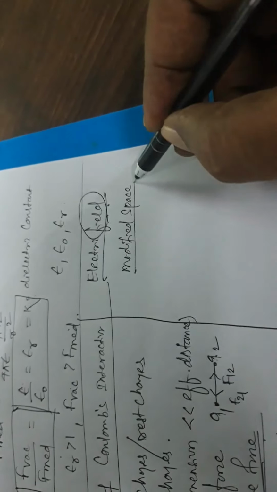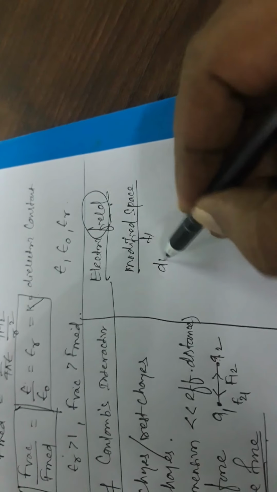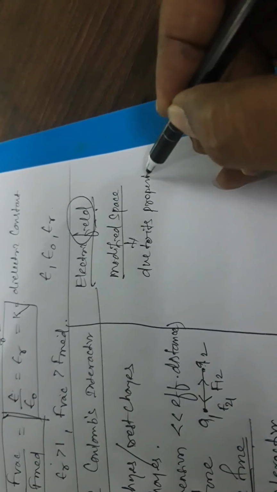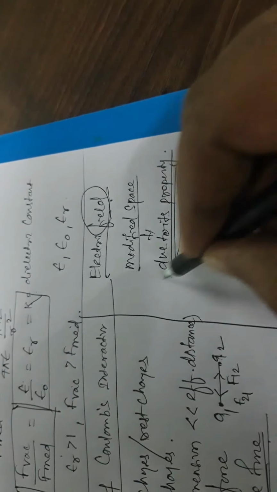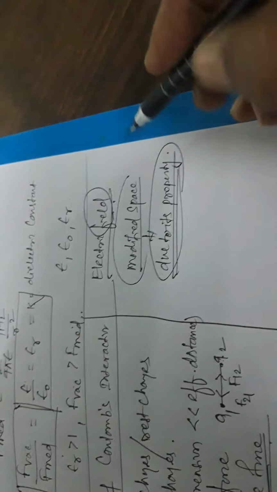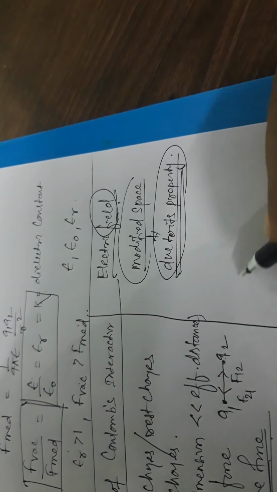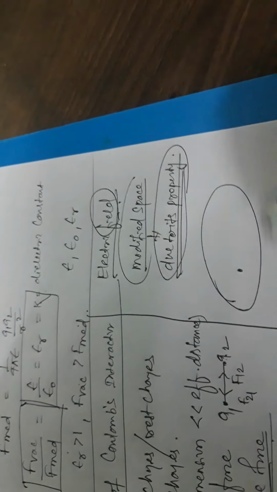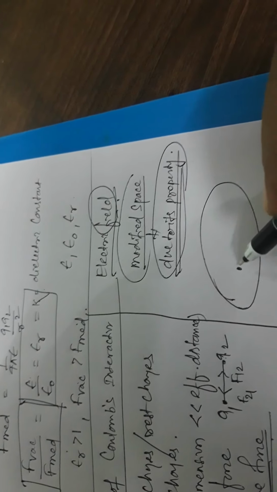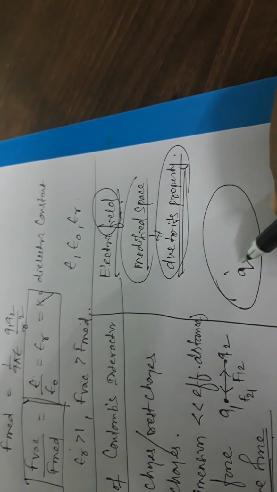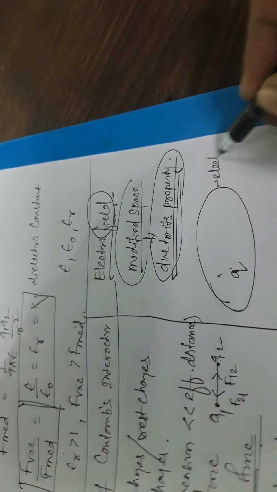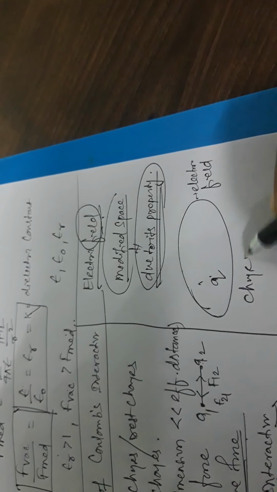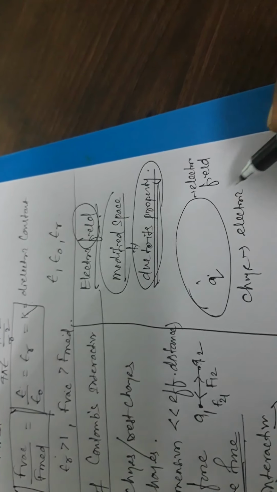Space around a body is getting modified due to the hidden property of the body. Now this is called field. If that body has charge, then it is called electric field.